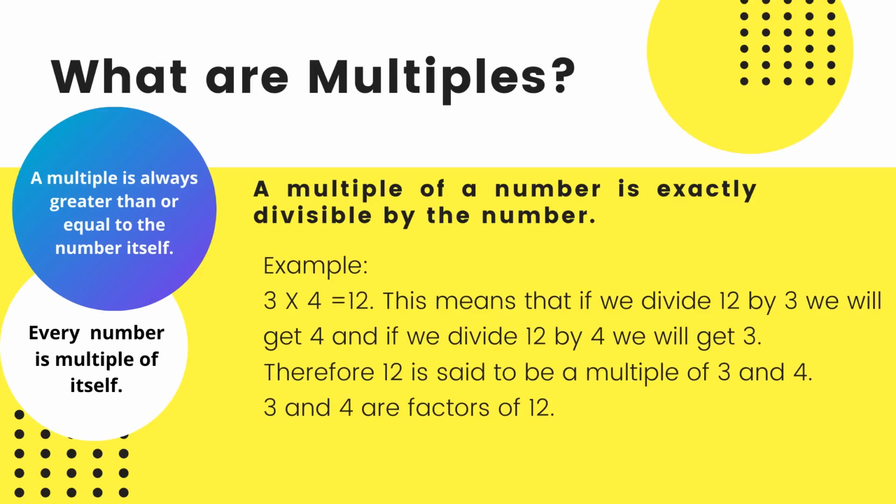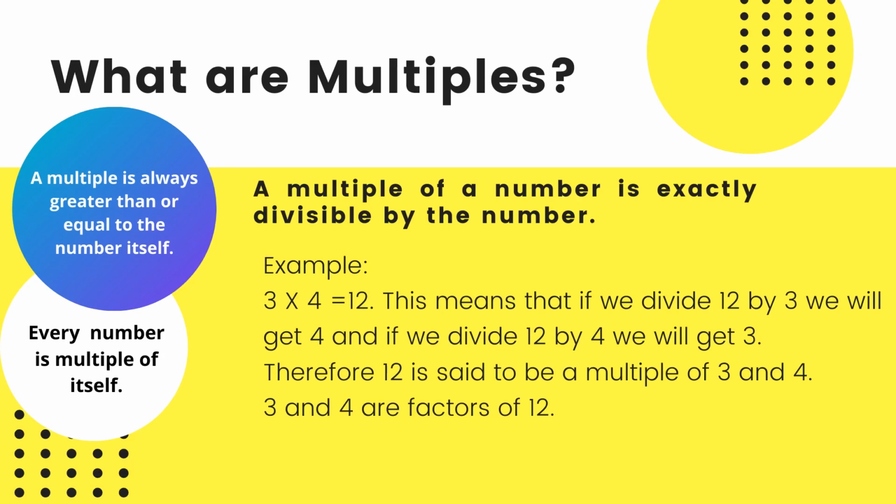What are multiples? A multiple of a number is exactly divisible by the number. For example, 3 multiplied by 4 gives us 12. If we divide 12 by 3, we get 4. If we divide 12 by 4, we get 3. 2 into 6 is also equal to 12. If we divide 12 by 2, we get 6. And if we divide 12 by 6, we get 2.